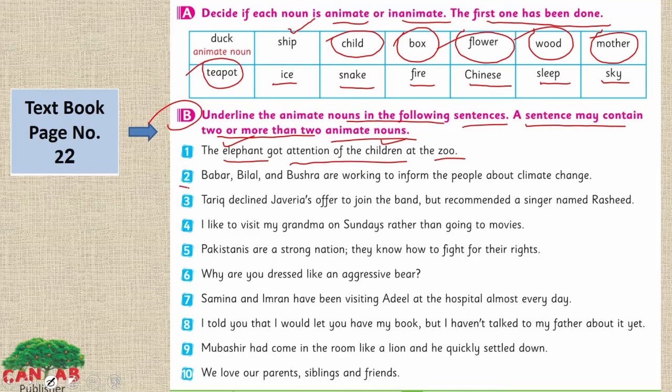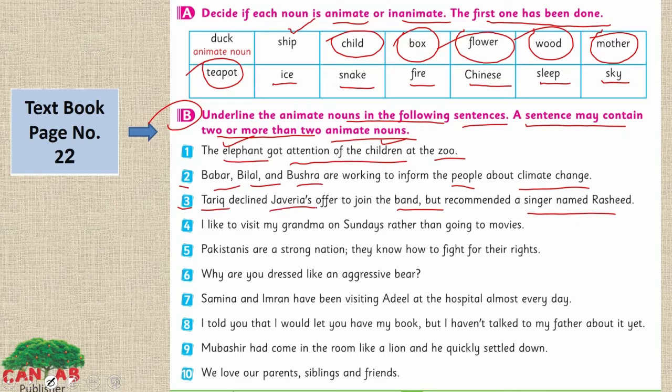Look at the second one. Babar, Bilal, Bushra are working to inform the people about the climate change. Yes, we have 4 animate nouns here: Babar, Bilal, Bushra and people. Look at the third one. Tariq declined Javeria's offer to join the band but recommended a singer named Rashid. Here, how many animate nouns do we have?